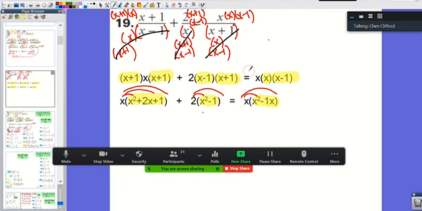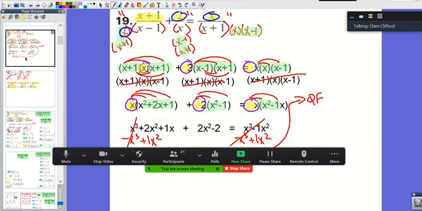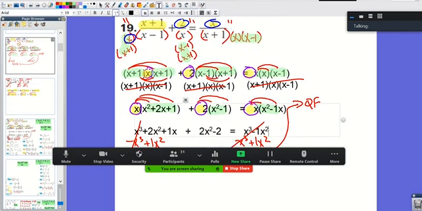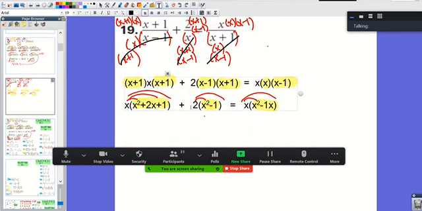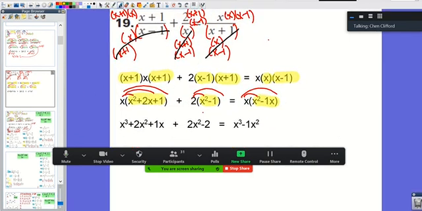Now you are going to get this. After distributing, you're going to get to this line right here.